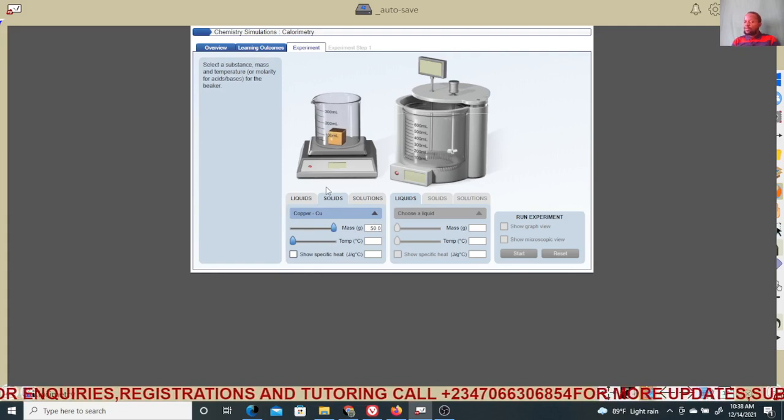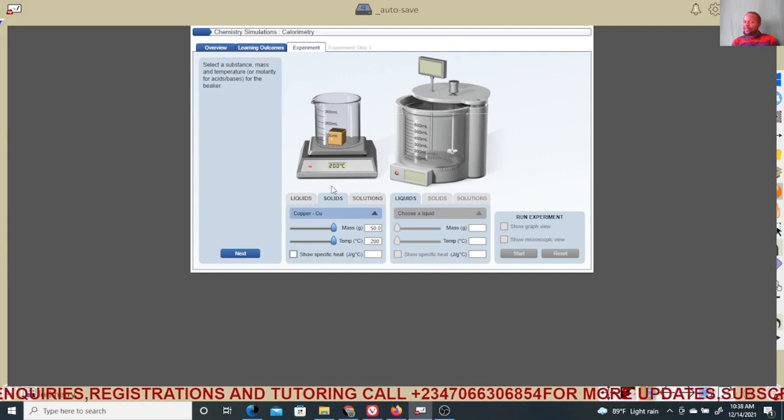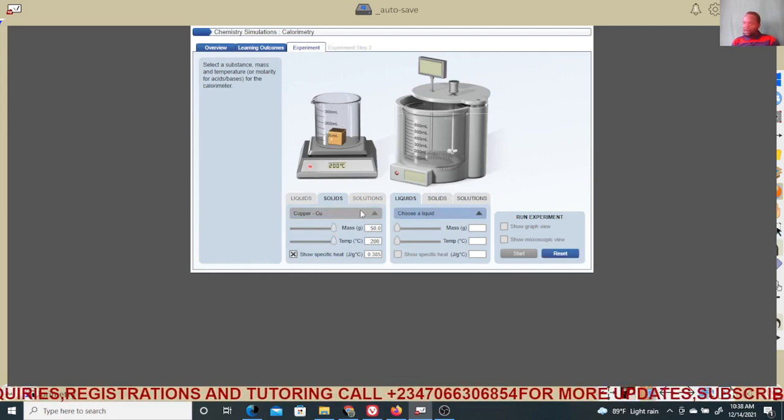All these are going to be monitored and recorded. The mass of copper initially is 50 grams. The temperature of copper should be very, very high. I'm taking the initial temperature of copper as 200 degrees Celsius, as you can see, my dear students. The specific heat capacity of copper is this, which we are going to use in numericals very soon. The temperature of copper is 200 degrees Celsius.